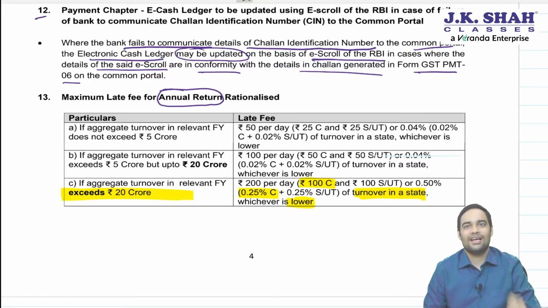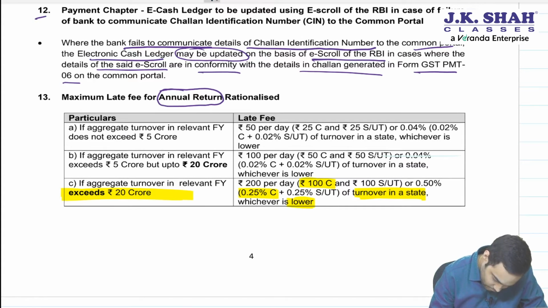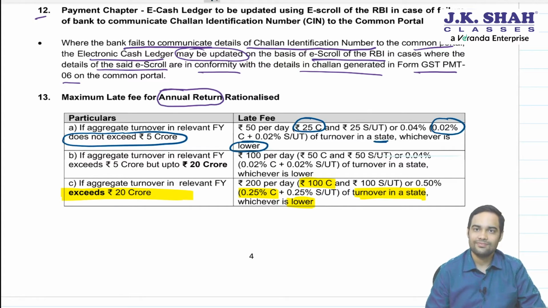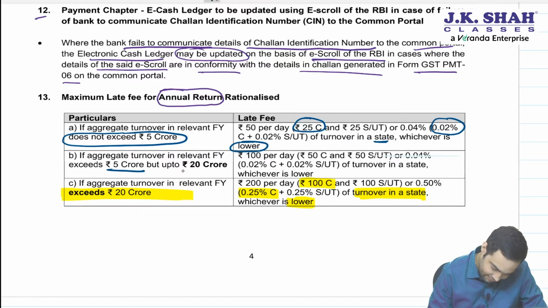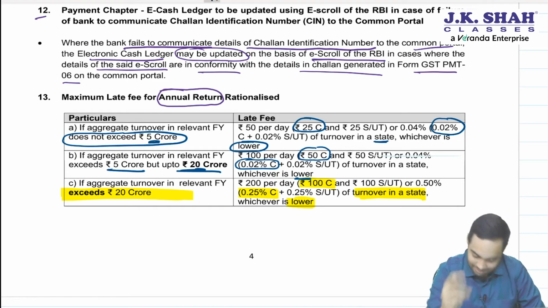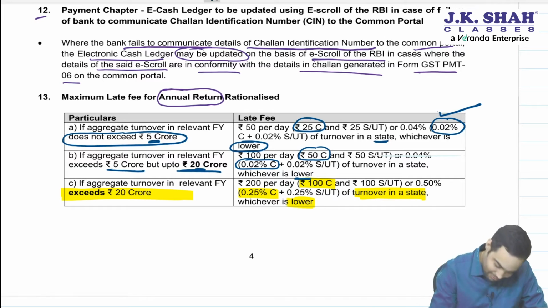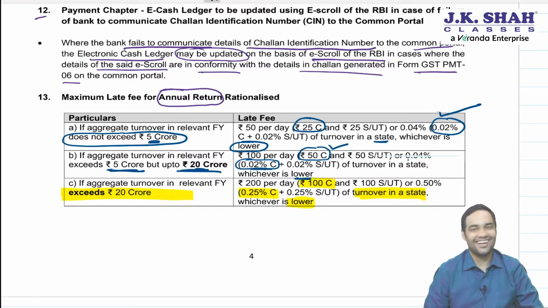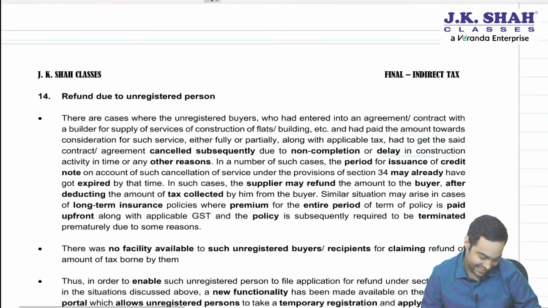Relief is for small taxpayers. If the turnover was up to 5 crore, then 25 rupees per day or 0.02% of turnover, whichever is lower. And if it is between 5 crore to 20 crore, 50 rupees per day or 0.02%, whichever is lower. So the only difference is: up to 5 crore, 25 rupees, because 0.02 is same, and more than 5 crore but up to 20 crore, 50 rupees or 0.02. So 0.02 is same, 25 is replaced by 50. Clear? Okay. Mark this important.